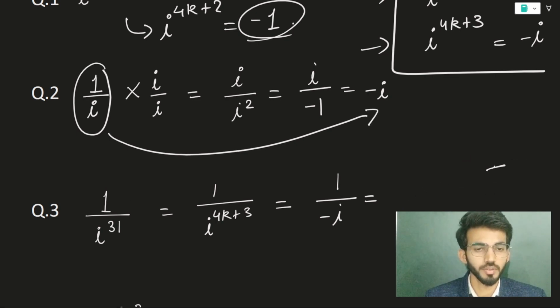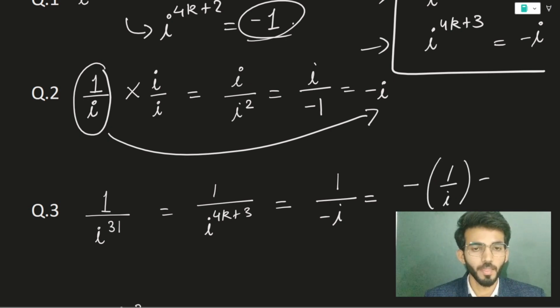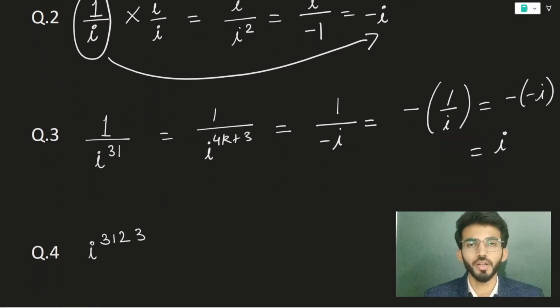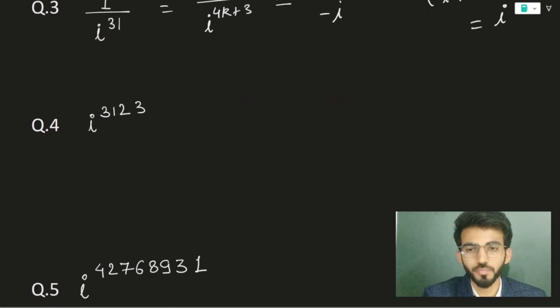So let me erase it. We can write it as minus 1 by i, hence minus of minus i, that is i. Got it? I hope it is visible to you. Okay. Now let's come to the next question. This is the basic method. By this method, you can solve any question of iota.